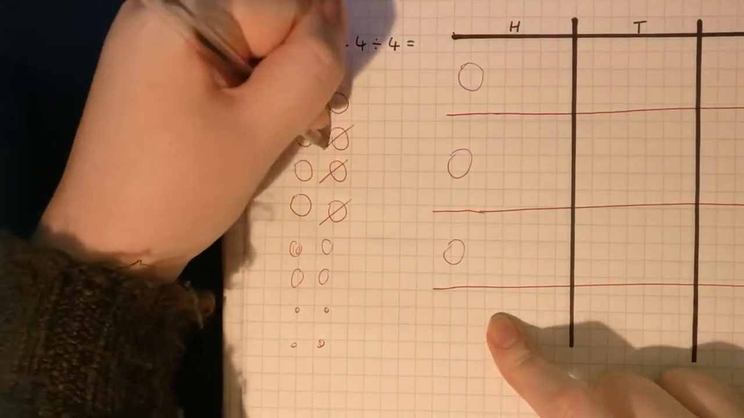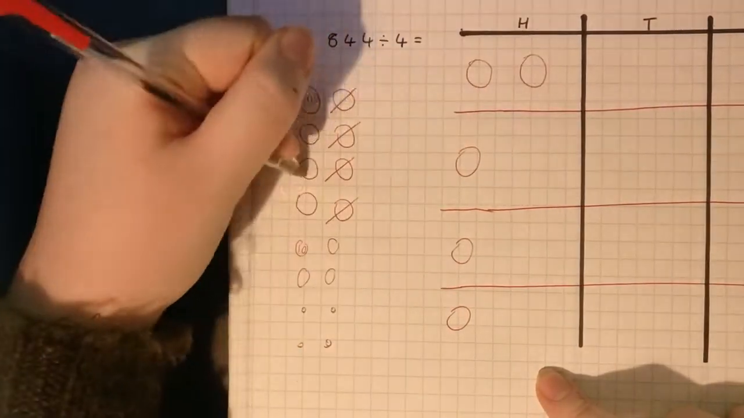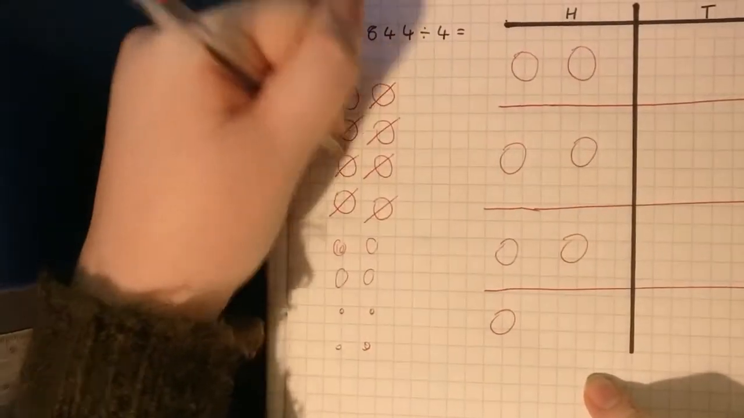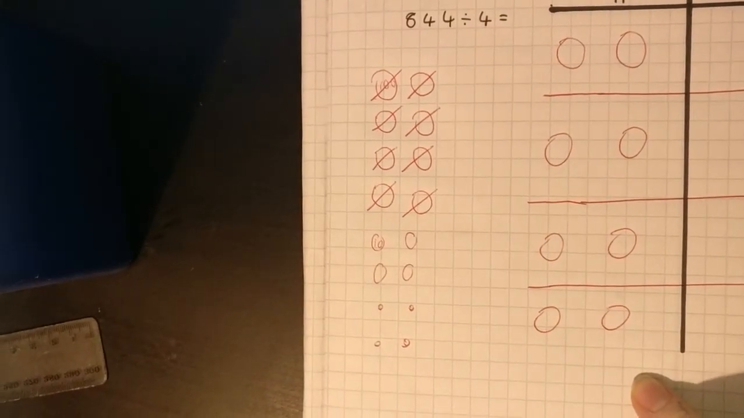So you don't have to have counters if you don't have them. Like you can see, I'm just drawing it on my paper. I've seen lots of you at home drawing it on your paper as well. So I've shared out my hundreds. So next I'm going to go to my tens.